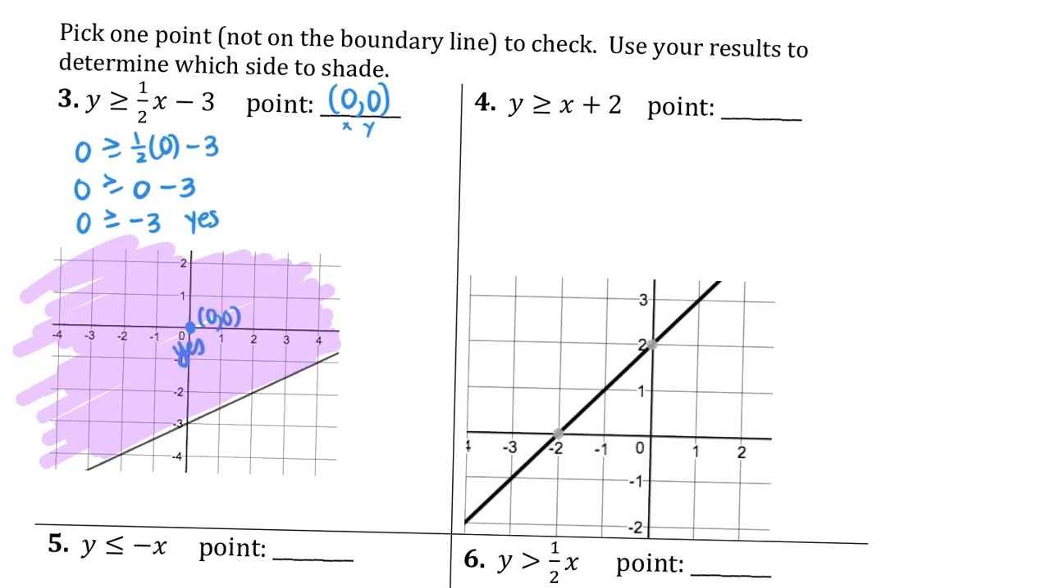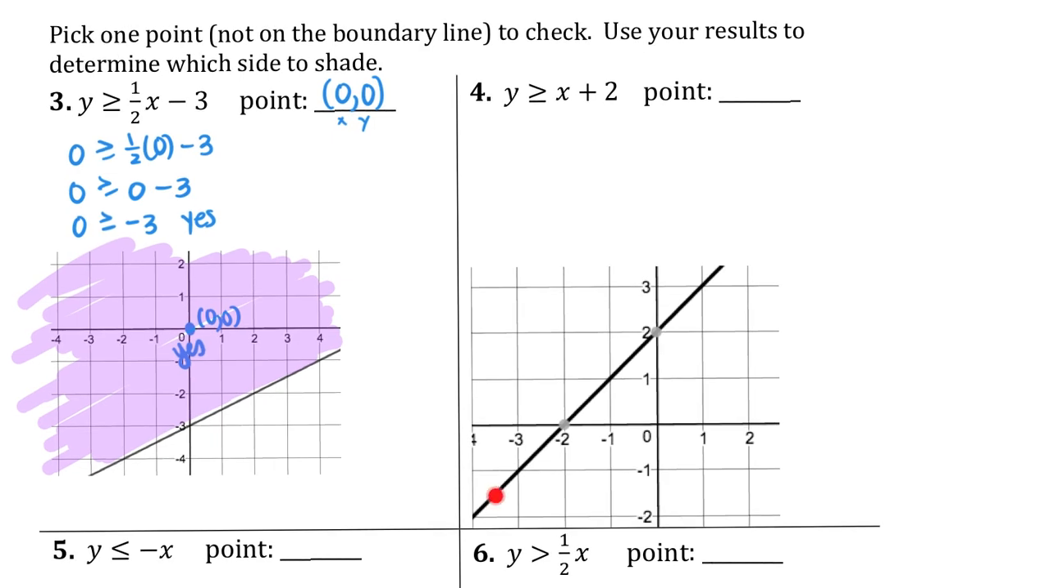That's the idea. For number 4, the line is already graphed for us until tomorrow. I can pick any point that's not touching the line. Because again, I'm a little lazy, I like to pick 0, 0 whenever it's available.